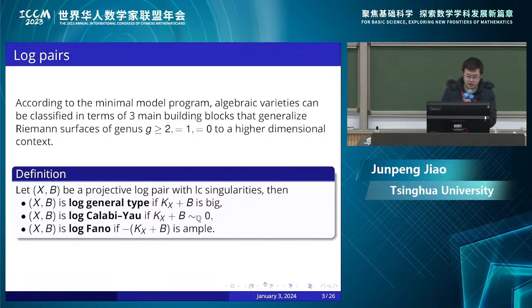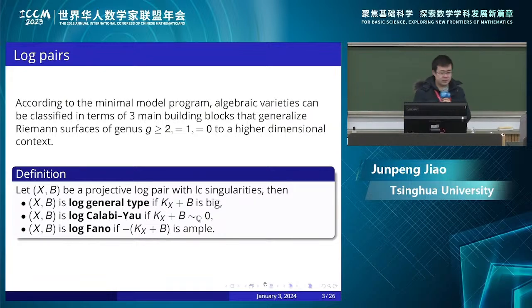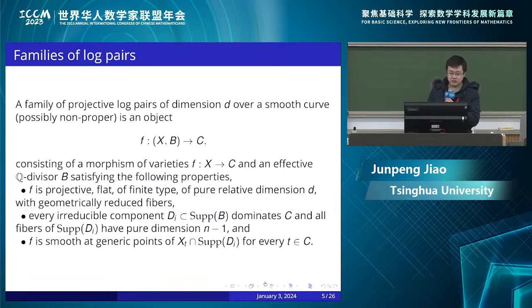You can see here that for a log Calabi-Yau pair, we do not need it to be simply connected or the cohomology to vanish, because here it's in the birational geometry category, so we only care about its numerical properties.